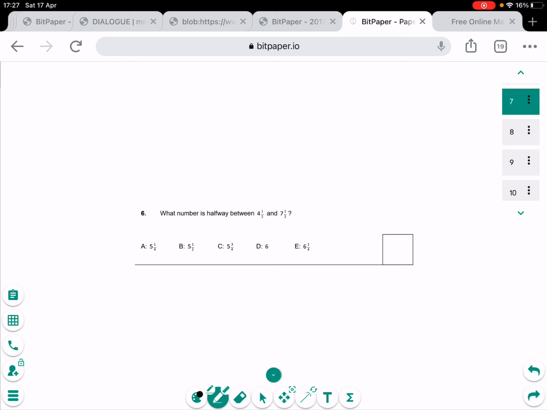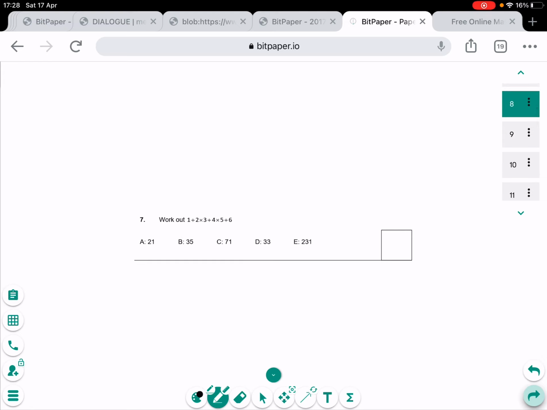For question 6, what number is halfway between 4 and a half and 7 and a half? So you convert them into decimals, 4.5 and 7.5. I just find it easier to visualize it this way. I don't know about your preferences. But anyways, the difference between 4.5 and 7.5 is 3, so half of that must be 1.5. So 4.5 plus 1.5 makes it 6. So the answer is 6, which is D.